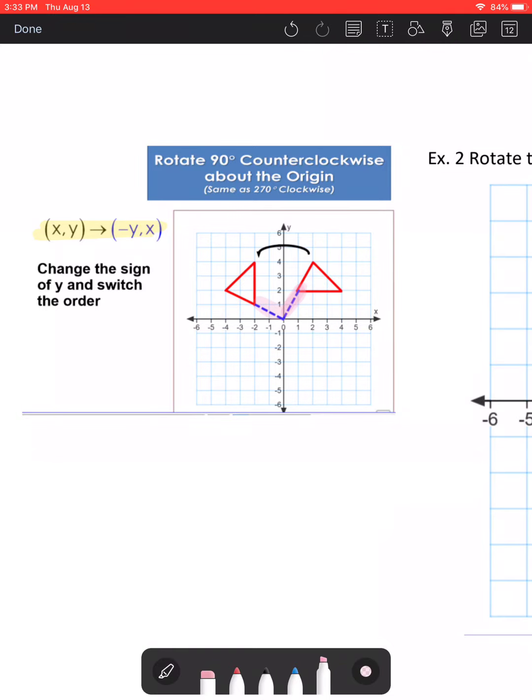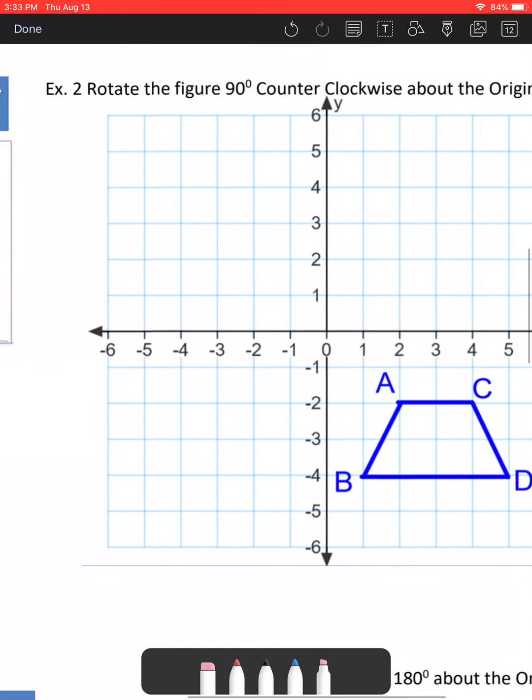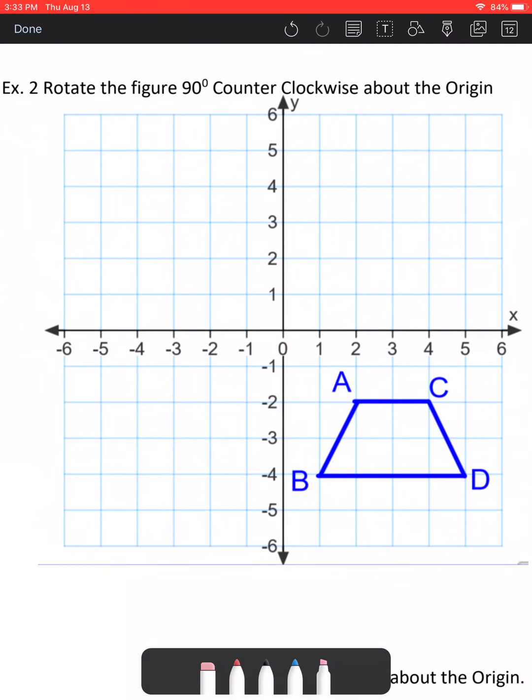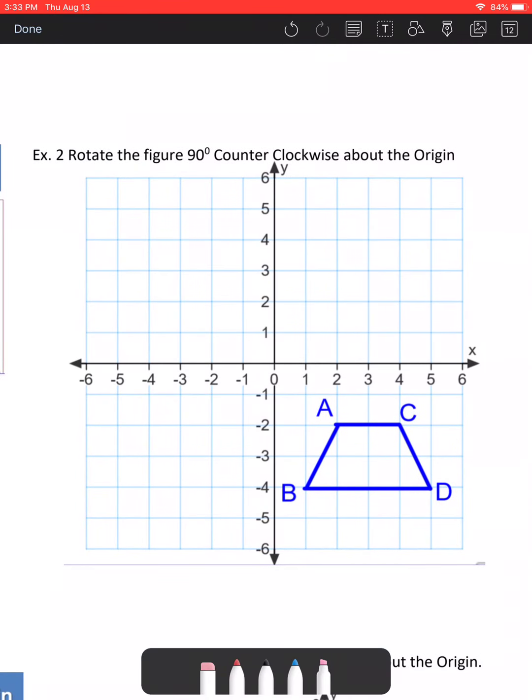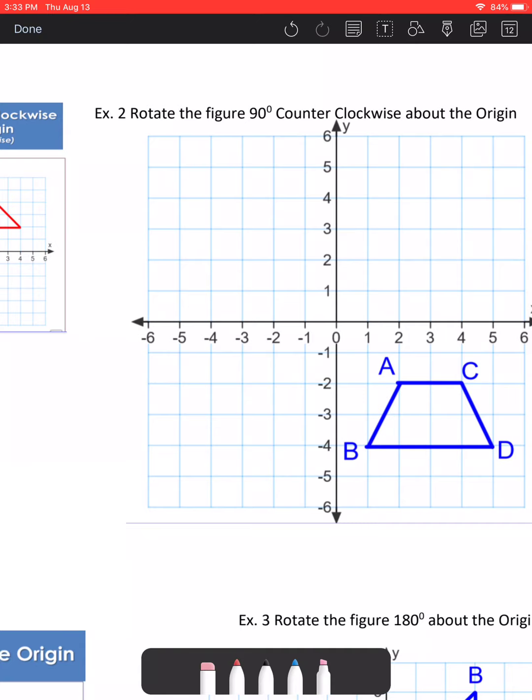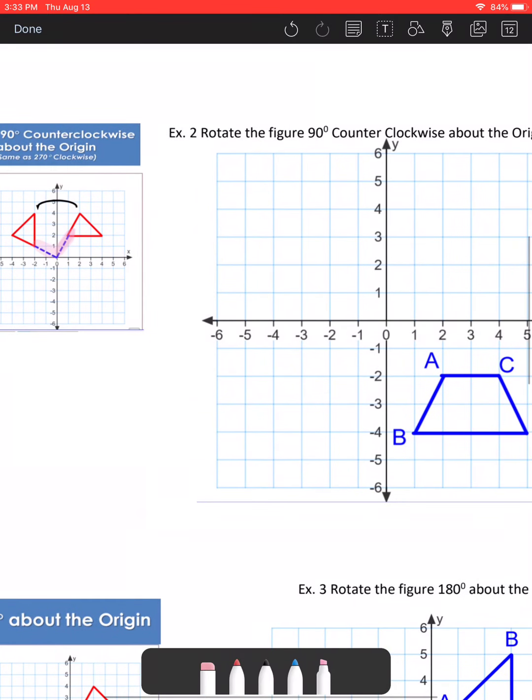Okay, so a 90-degree angle is still formed between corresponding vertices and the origin. All right, so let's look at our example 2. In example 2, we want to rotate the figure 90 degrees counterclockwise about the origin. So I'm going to go through the same process that I just went through above. And the first thing I'm going to do is label all of my points.